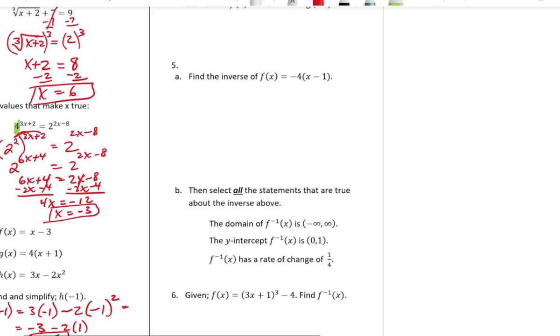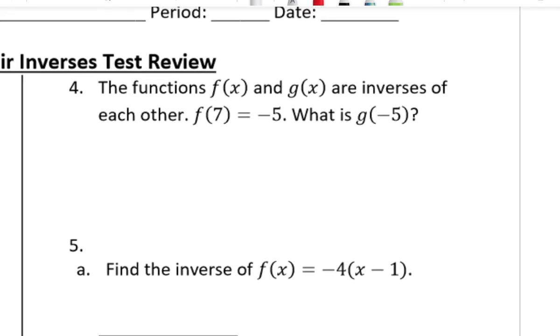Moving on, next column. Easiest question in the world if you understand it. So input 7, output negative 5. Input negative 5, output 7. Back to 7.